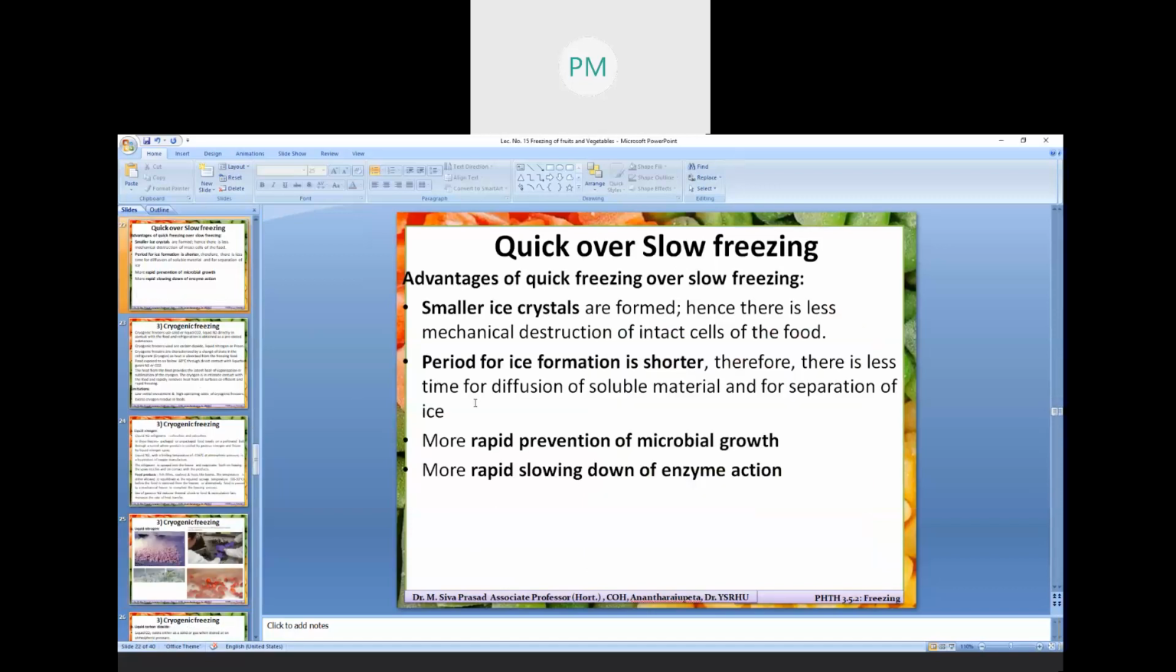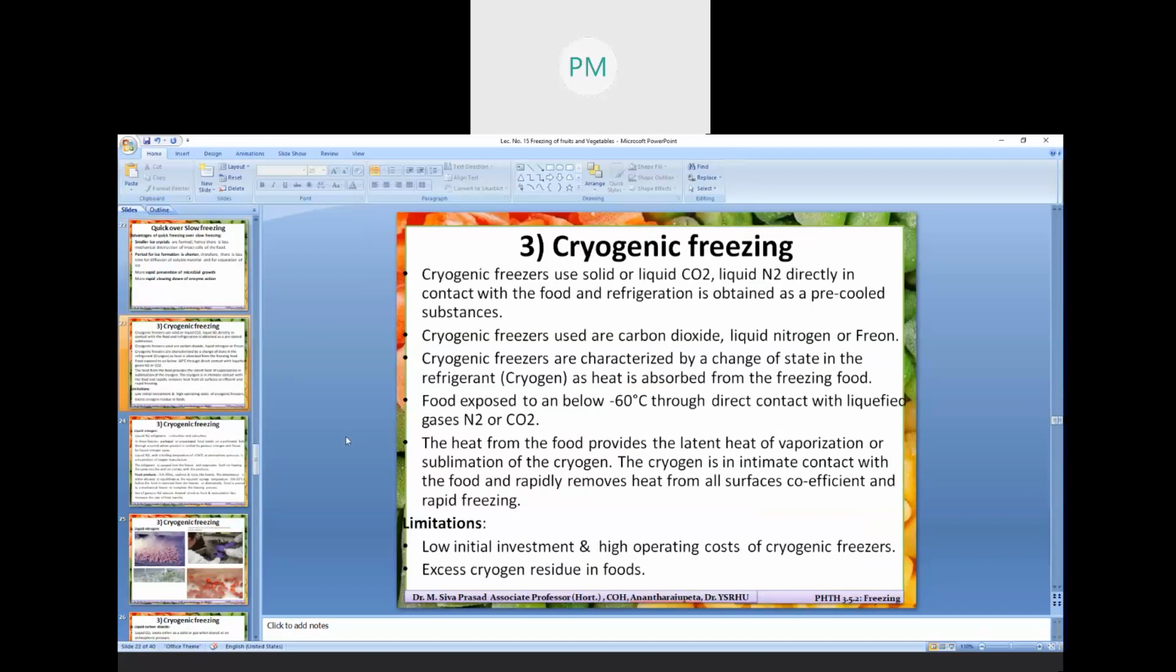Right? The same advantages are explained here. And then cryogenic freezing. We have completed two methods, slow freezing and quick freezing. Quickly go through the third, fourth and fifth.